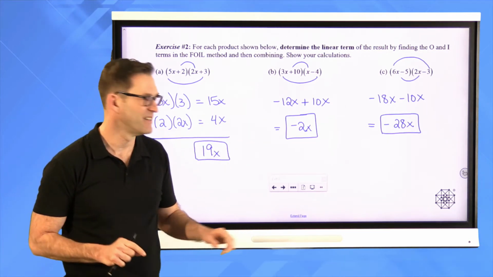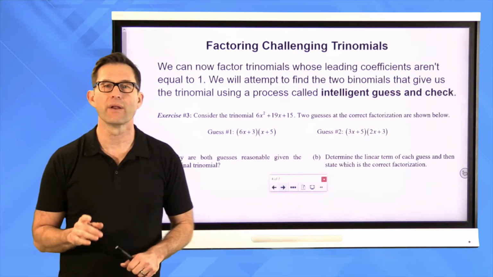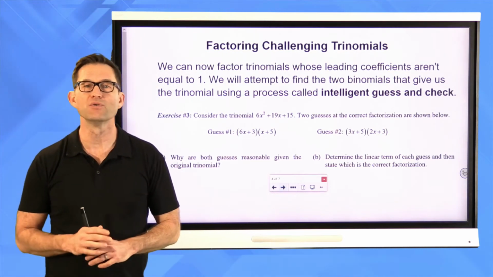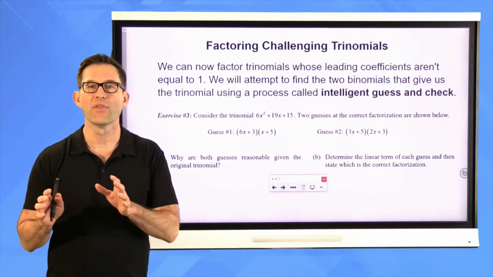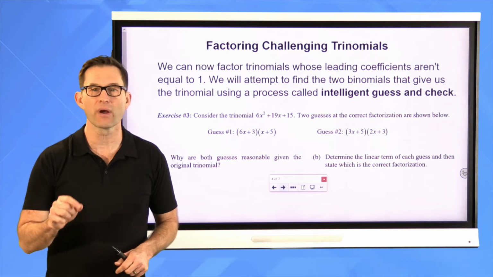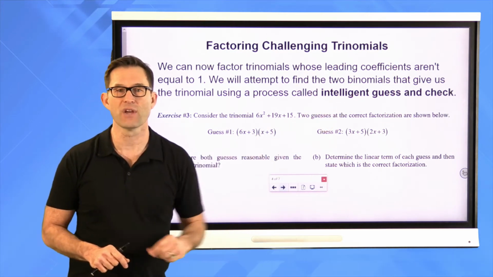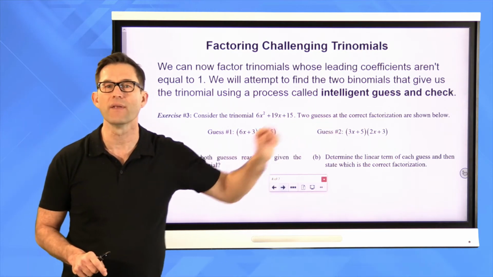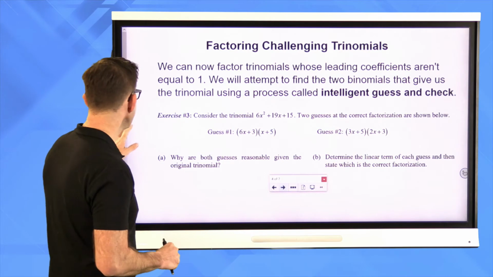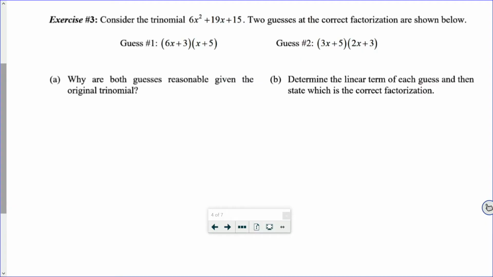Now let's start to think about more challenging factoring. Factoring challenging trinomials. We can now factor trinomials whose leading coefficients aren't equal to 1. We will attempt to find the two binomials that give us the trinomial using a process that I call intelligent guess and check. I'll explain why I put the word intelligent in there in a moment. But let's take a look at exercise number 3.